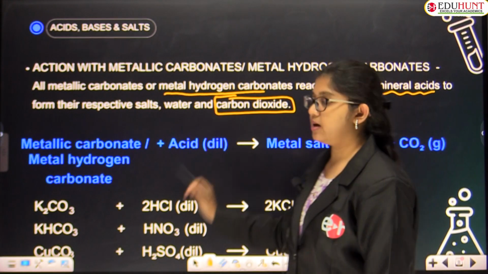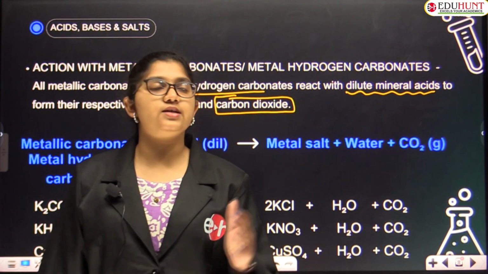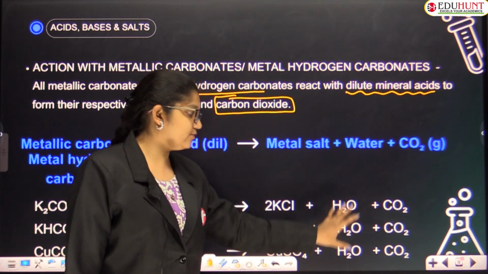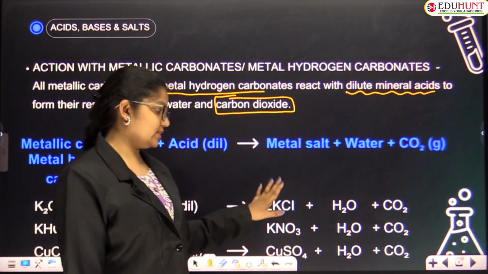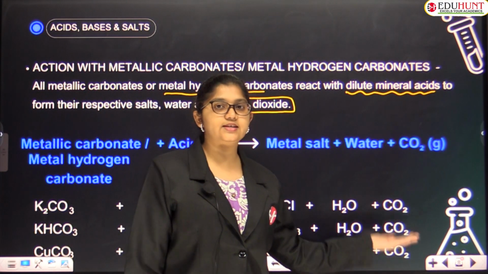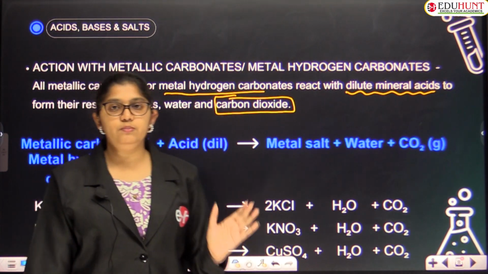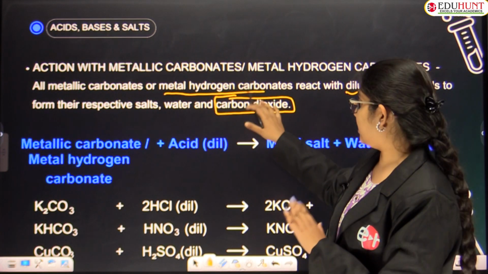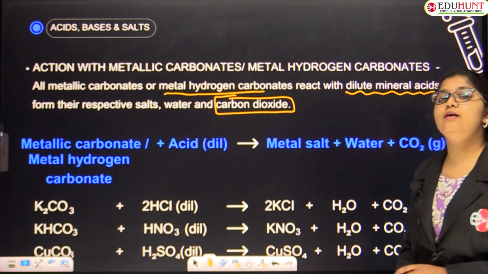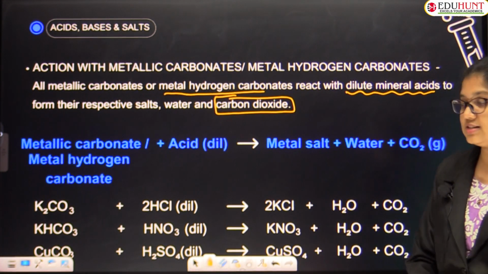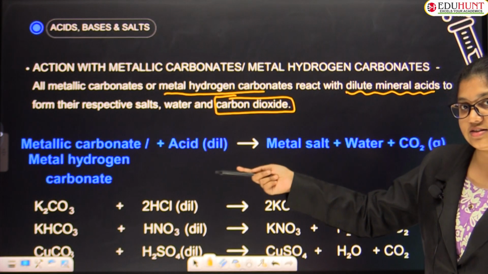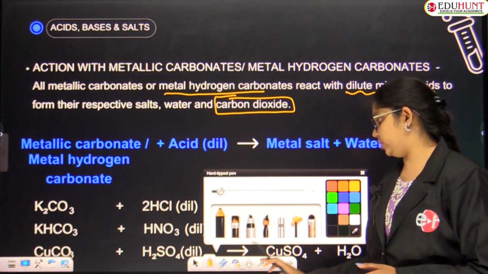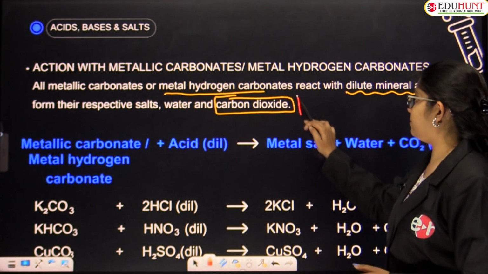So, in action with metallic carbonates or metallic hydrogen carbonates, we are going to receive a product extra to metallic salt and water, that is named carbon dioxide. All metal carbonates and metal hydrogen carbonates react with dilute mineral acids to give their respective salts and water and also carbon dioxide. That is the main important point to be noted here, children. Don't forget this main point.